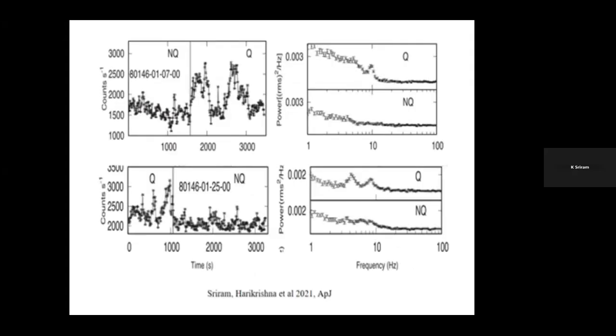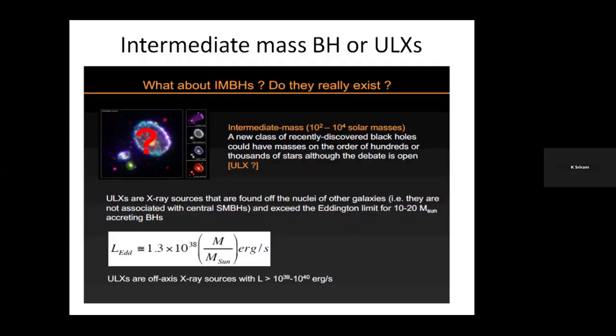Sometimes these oscillations appear and disappear very rapidly. Within a few hundred seconds, they change. For example, in this slide, you can see there is a QPO here, there is an oscillation here, and suddenly it disappeared. This NQ means no QPO. So there was no QPO, and suddenly, as the counts increased, you see a QPO. There is physics behind why it is happening and why it is not. But if you try to understand this, you can actually know how the matter is behaving very close to these compact objects.